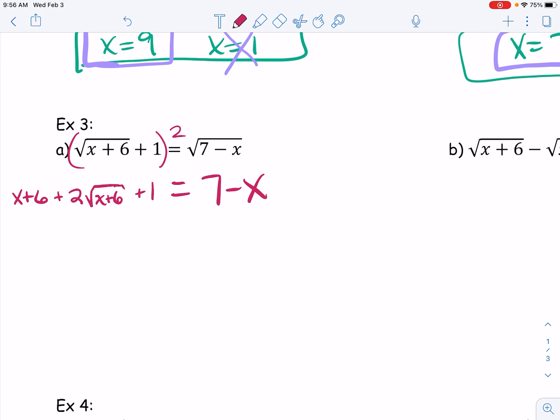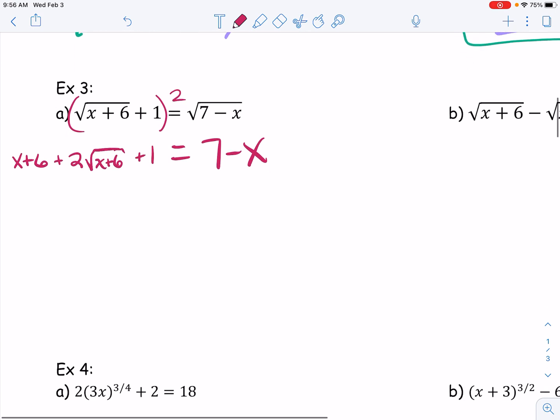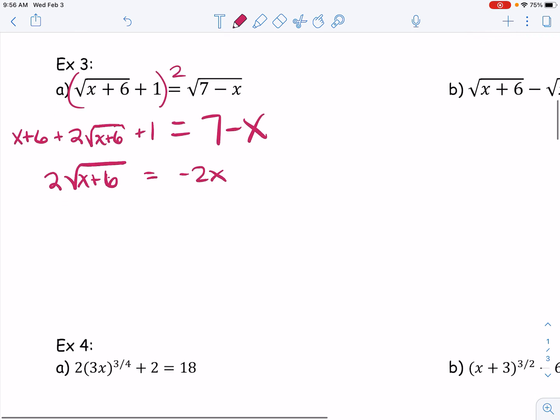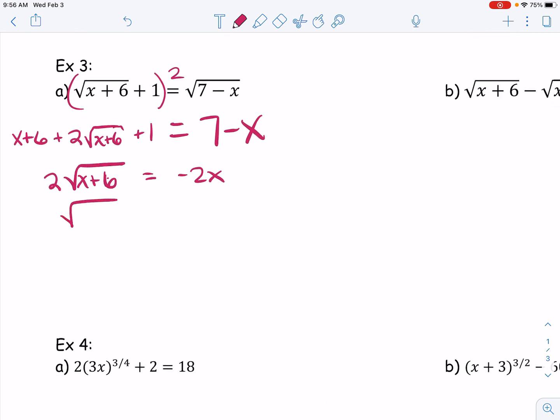Okay, so now I can move some things around. What I can do maybe is subtract that x and subtract that 6. So I have 2 square root of x plus 6, and then also subtract that 1. Subtracting the x is going to give me a negative 2x. Subtracting the 6 and subtracting the 1 gets rid of the 7. So now I'm here. I can divide by 2.